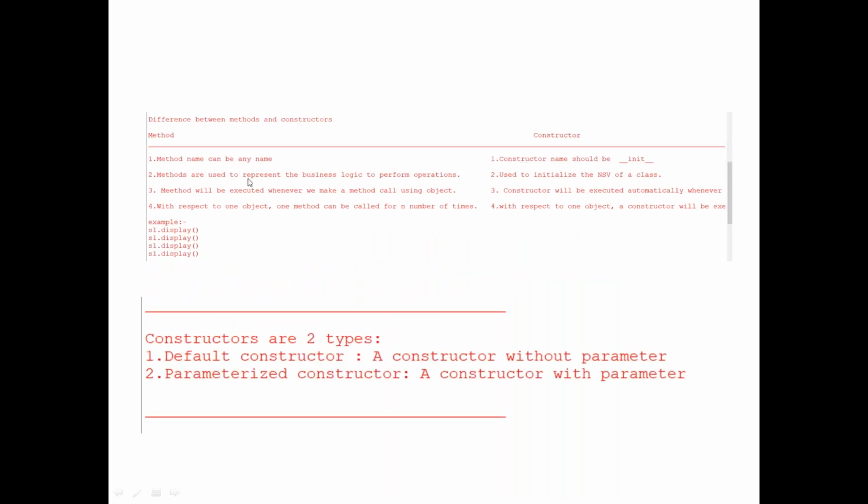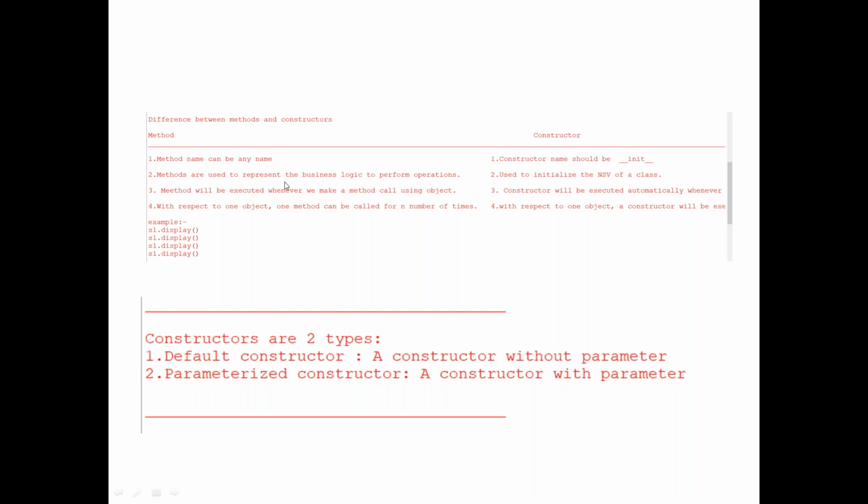Now you can see the difference between methods and constructors. A method name can be anything. So I can give def display, def sample, def a, def b, any name I can give. There is no limitation and no restriction. But when I come to a constructor, the name should be __init__, when you want it to be called automatically, not manually. So this is the name we have to give.